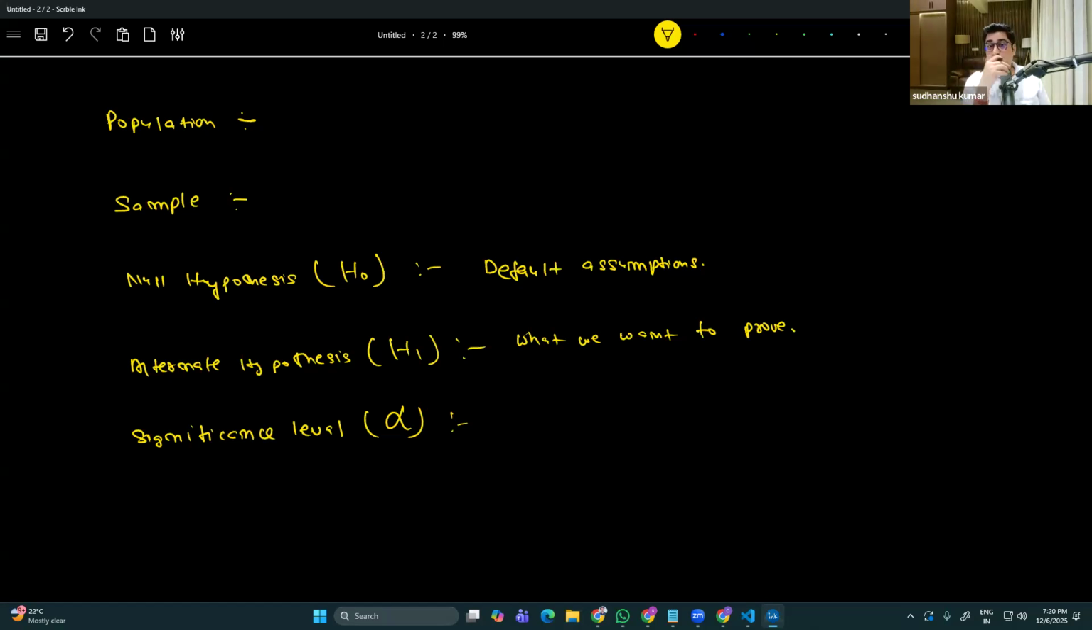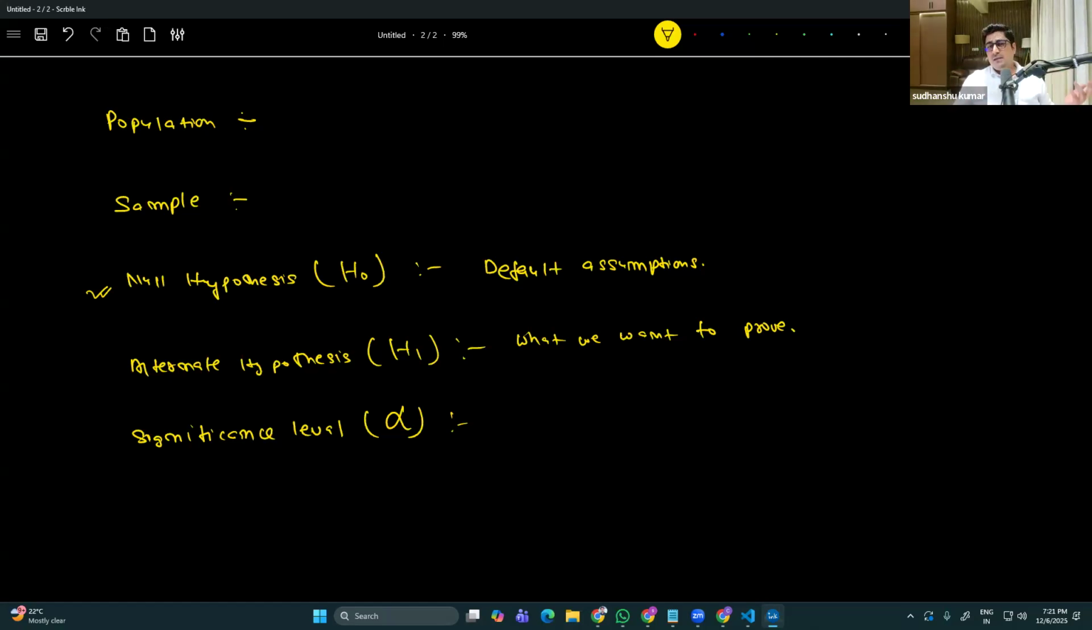So whenever we are trying to prove or disprove something, obviously there will be an error margin. Maybe there is a 0.5% chance, maybe there is a 5% chance, so maybe 5% is the error margin. And if something is falling under the 5% error margin, it simply means that my null hypothesis is true. A 5% error margin is acceptable.